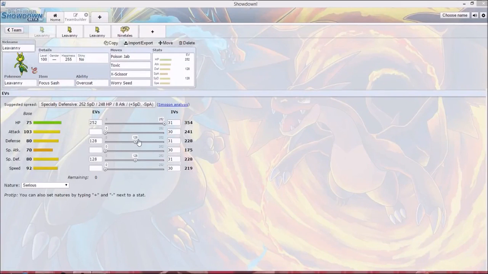ORAS, and this is how to use Leavanny. Now, Leavanny is a very, very interesting Pokemon. It's got 92 speed, 103 physical attack, and 75 hit points.